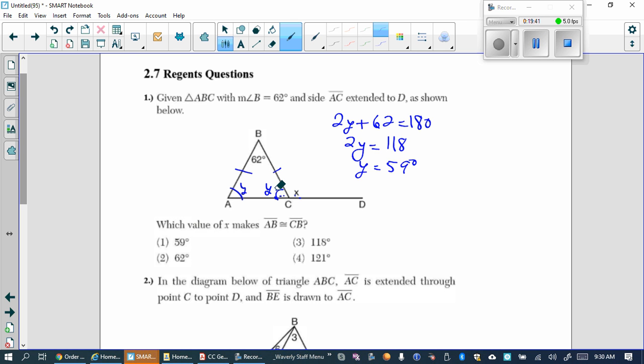So now x plus 59 has to add to what? It's just a straight line. What's x equal? There you go. That makes sense. Yeah, I thought it was 118.